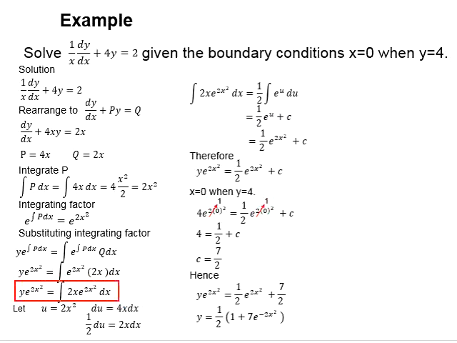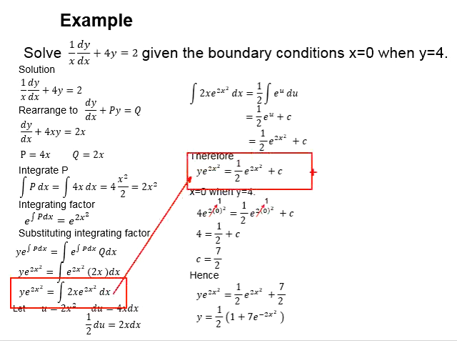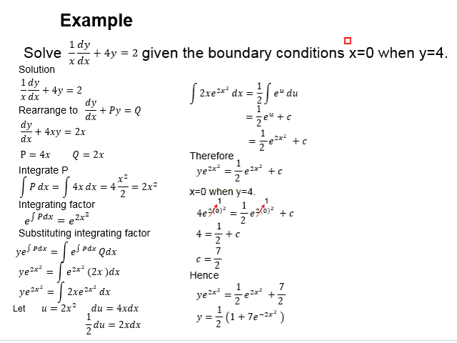Go back to the original function here. Integrating this will give you this. After integration, your new function becomes this. With the given boundary conditions of x equals 0 and y equals 4, you will need to substitute those into the function here in order to obtain the constant c. Substitute the constant c into the function, which will give you this. Rearrange the function here, you get your final solution.